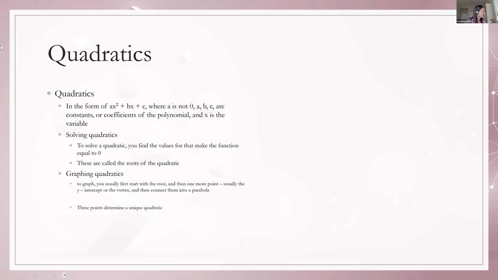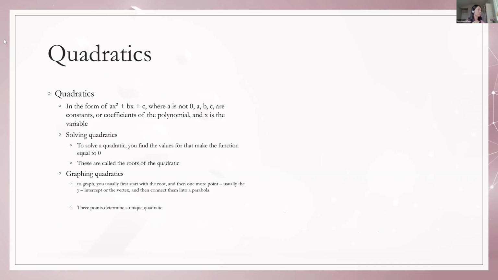And then to solve a quadratic, usually the quadratic equals 0, and then you find the roots. So to solve a quadratic, you set ax squared plus bx plus c equals 0, and then you find the values of x that make it 0, and those are the roots of the quadratic. So when you graph it, you guys know how 2 points determine a line, right?